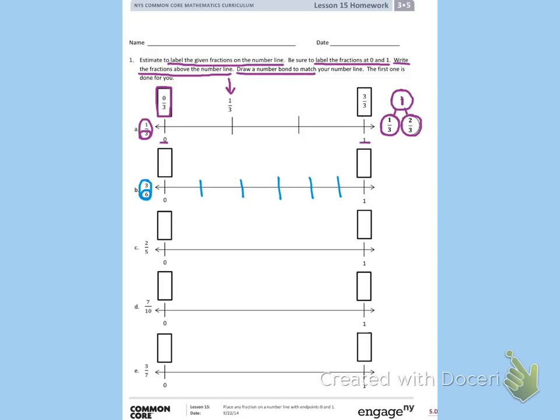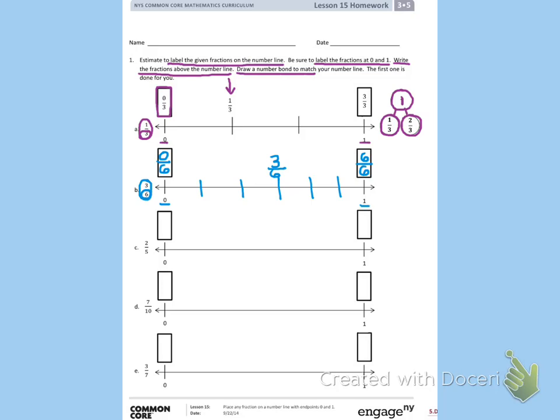Well, I know that if I start with 0, I haven't had any sixths yet, so that has to be 0/6. The next one would be 1/6, then 2/6, then 3/6. So I'll place my fraction there. If I were to continue counting, it would be 4/6, 5/6, and 6/6. 6/6 is the same as 1 whole.